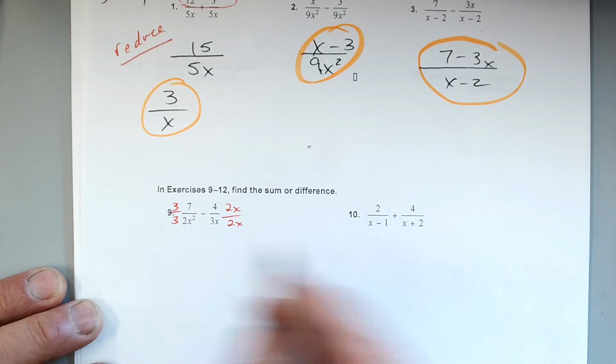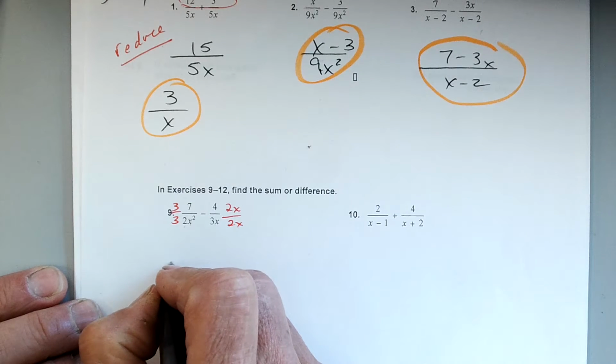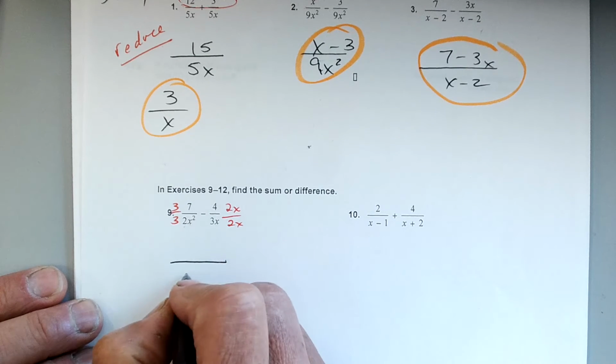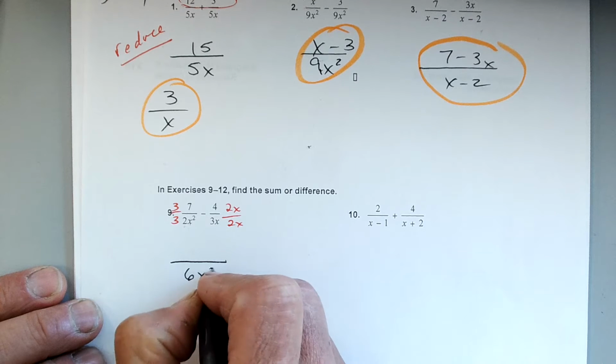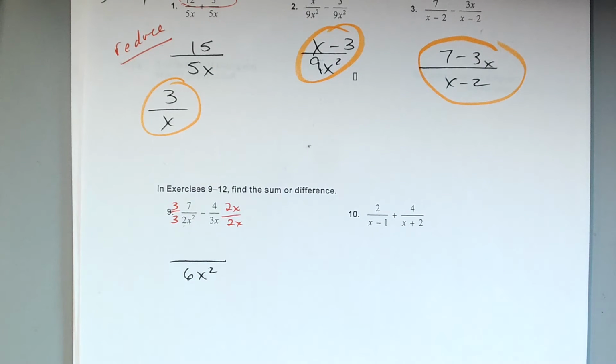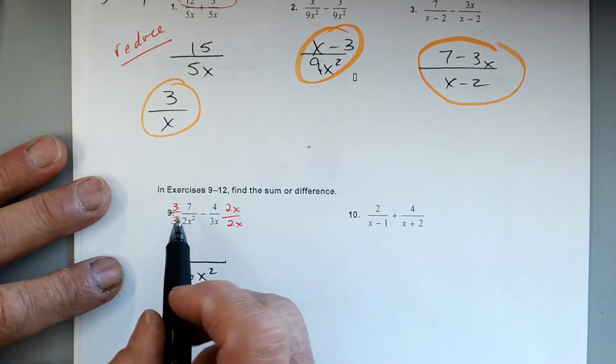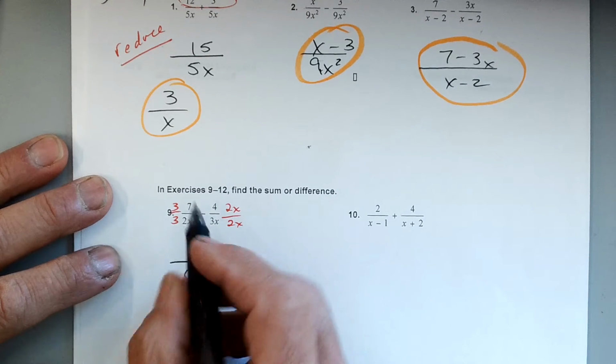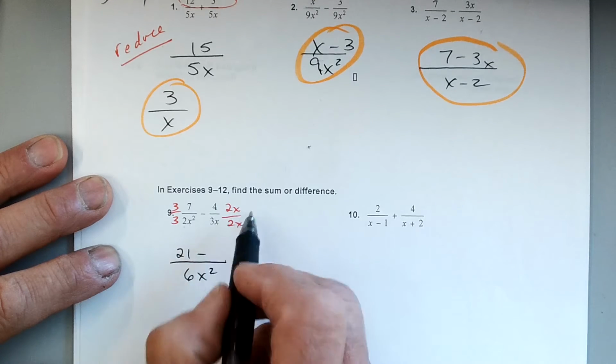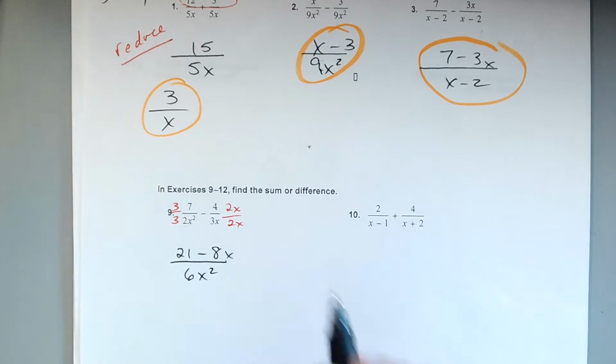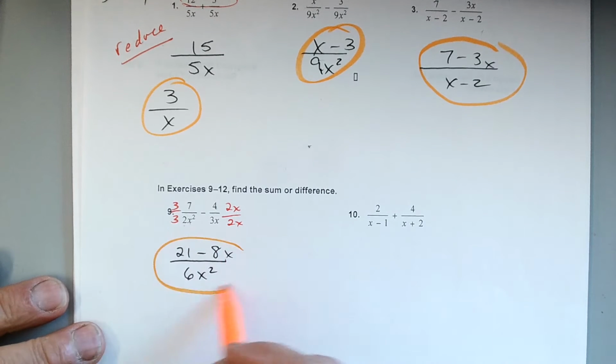So then let's see. I have a common denominator. It's going to be 6x squared, right? And then the numerator, the top, is going to be 21 minus 8x. Well, there's not much I can do with that. This will not factor, nothing reduces, so I'm done. Okay, I'm done. I subtracted them.